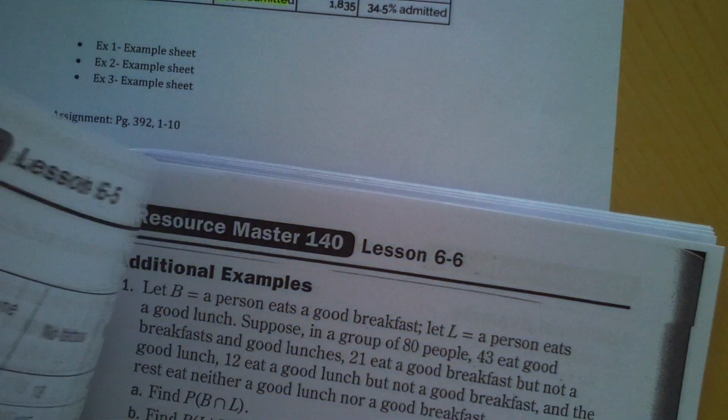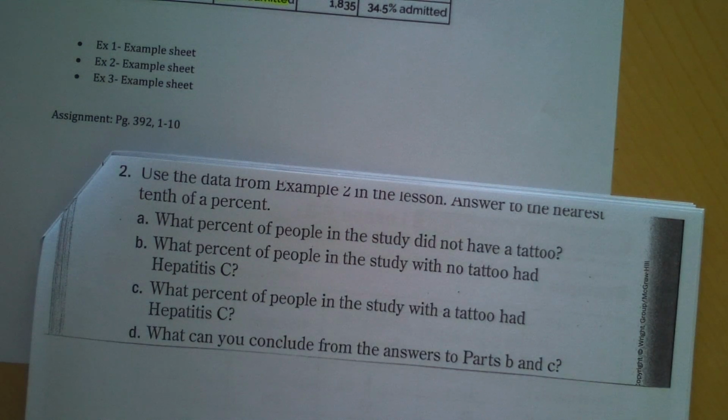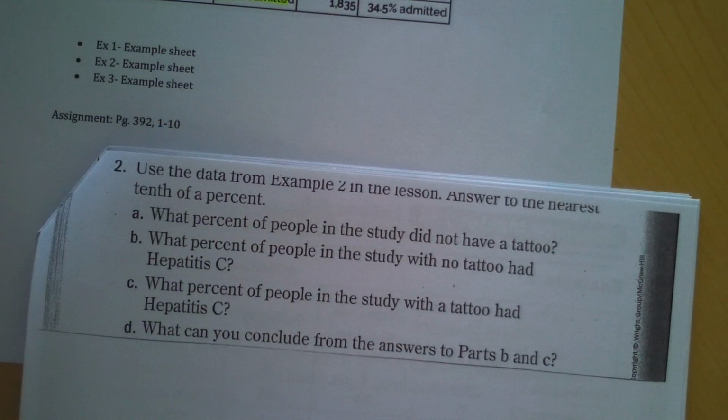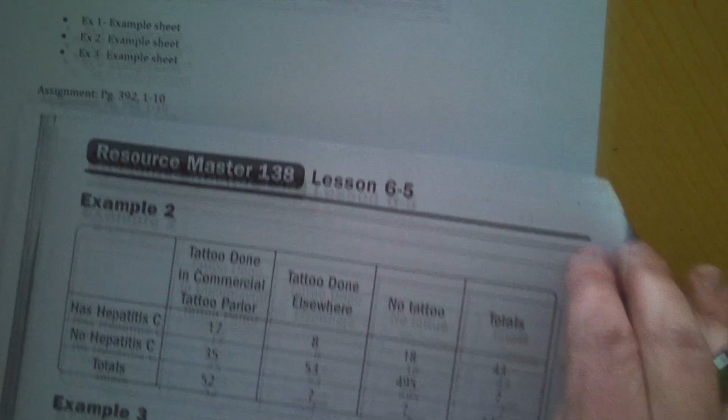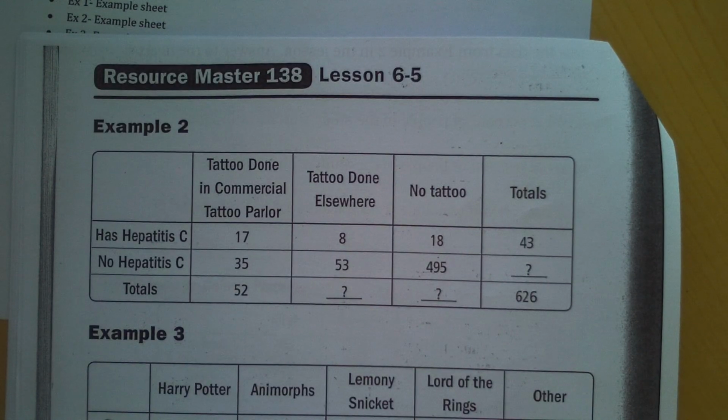Okay, so the first one there, what percent of people in the study did not have a tattoo? The people that did not have a tattoo is all of these guys. That totals 513. Total people in our study is 626. So I'm thinking that's got to be 513 out of 626. And then if you just calculate that out, 513 divided by 626.